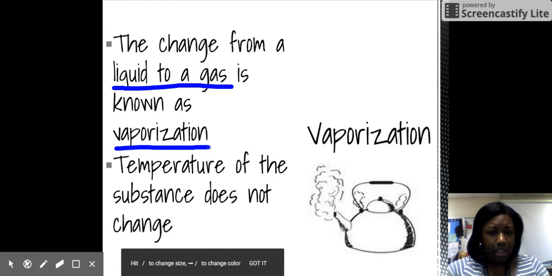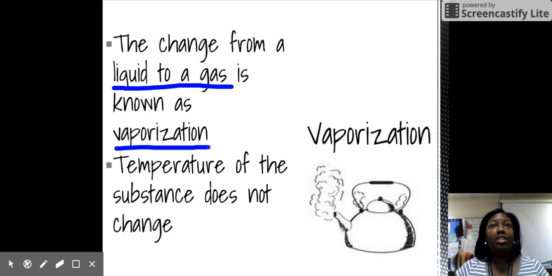Okay, so the temperature of a substance does not change. So it's more than likely a pressure issue that's causing the change. We don't actually increase the temperature, but it could be kept at a steady temperature. So that causes the molecules to go into a gas state.